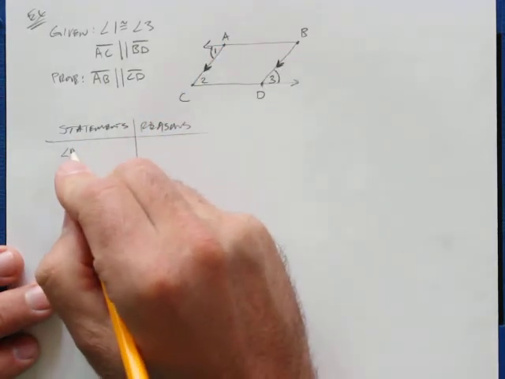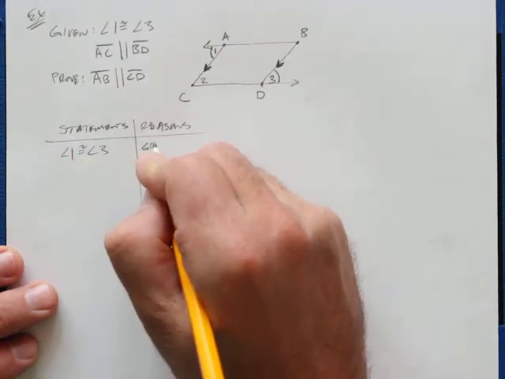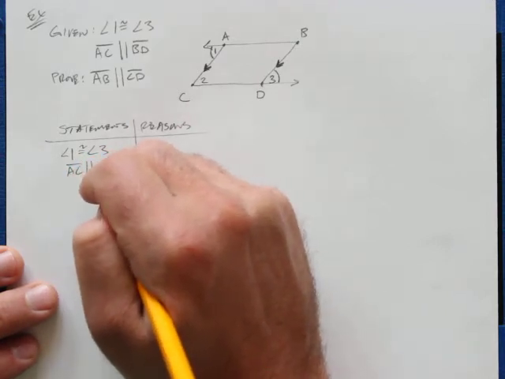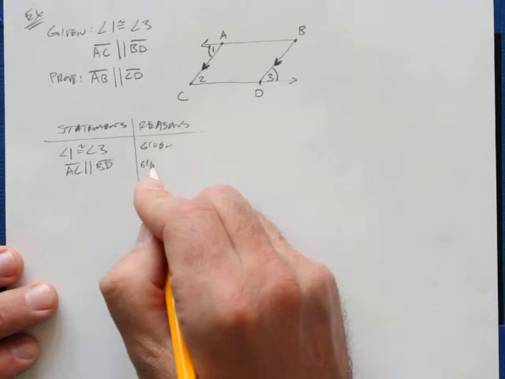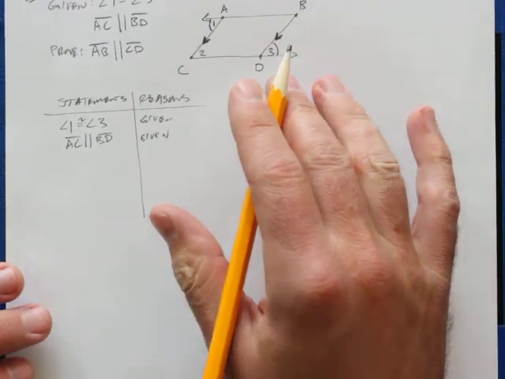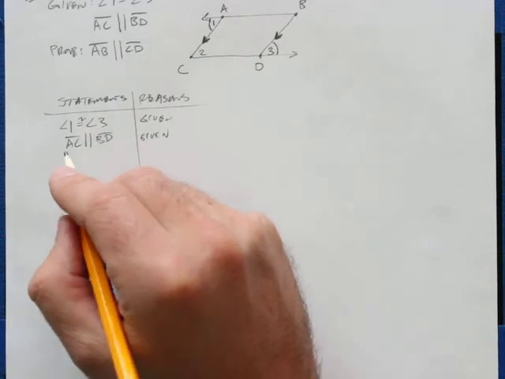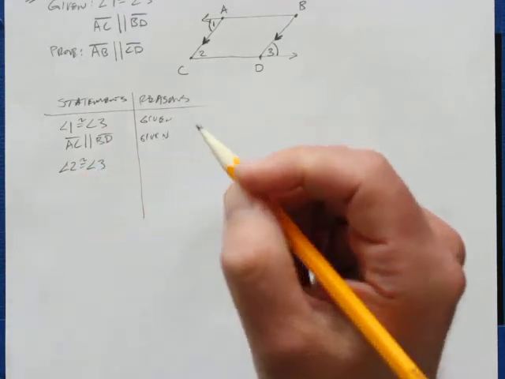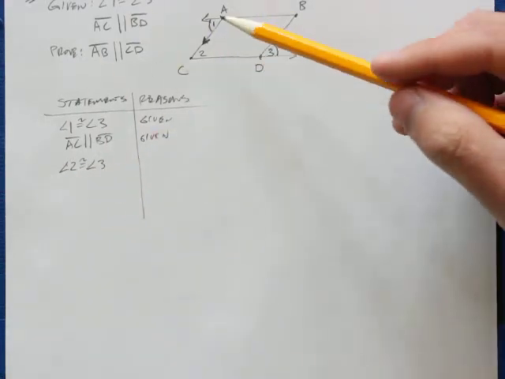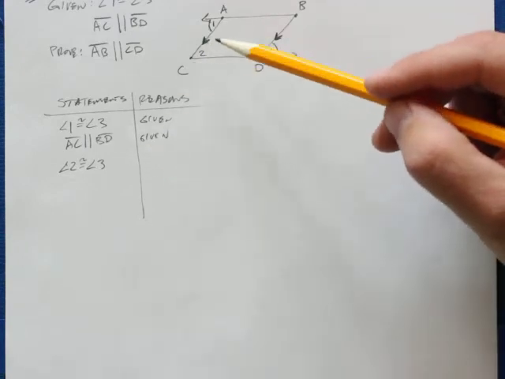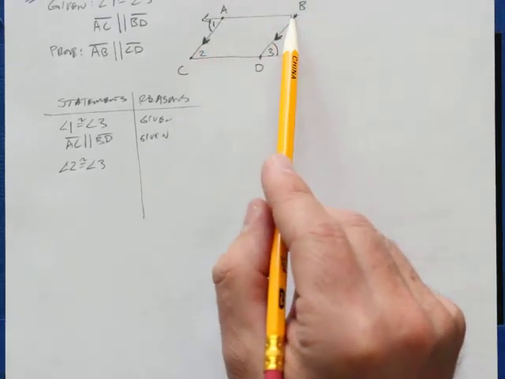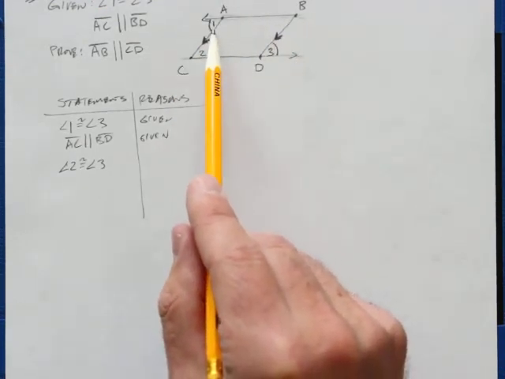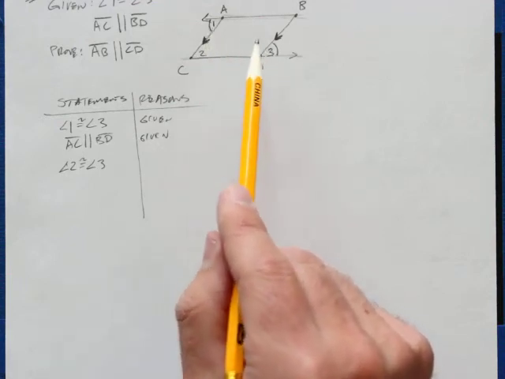So I'm going to start with angle 1 is congruent to angle 3, that's given. And also AC is parallel to BD. So those are my given information. And so I am going to say now that angle 2 is congruent to angle 3. Because what I'm trying to do here is I'm trying to prove that AB is parallel to CD. And I know that these two are congruent.